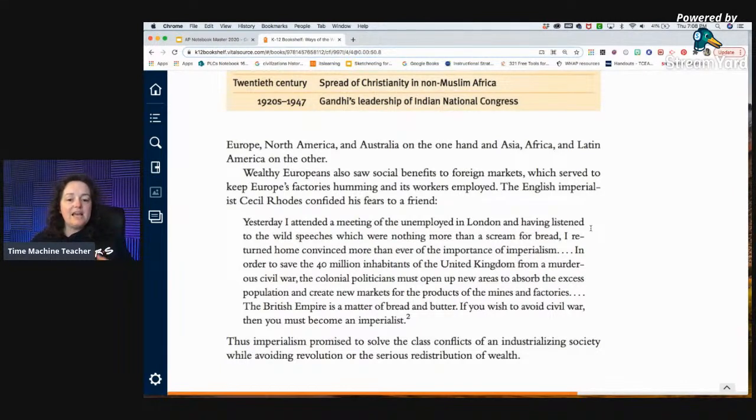So he's basically saying, open up these new markets because the people of the United Kingdom need these new markets in order to avoid a civil war. So thus imperialism promised to solve the class conflicts of an industrializing society while avoiding revolution or the serious redistribution of wealth. Basically, the rich are going to stay rich, but yet keep the poor employed as the laboring class because there's enough demand for the supply that's going out.